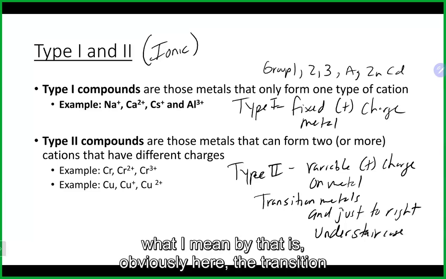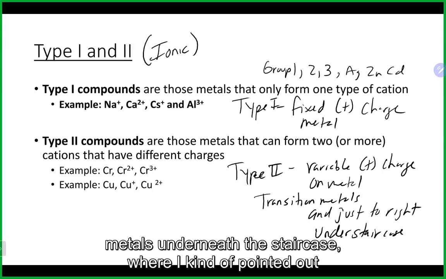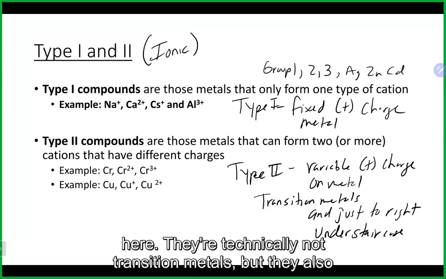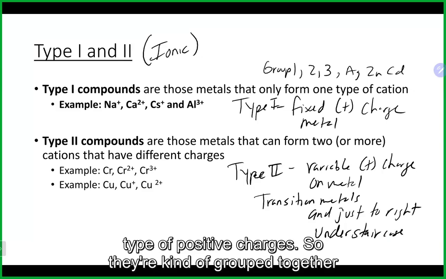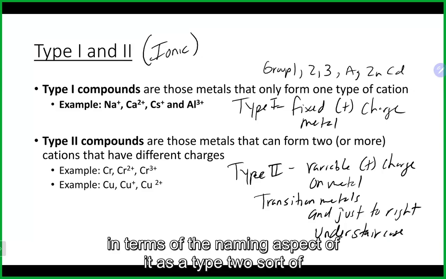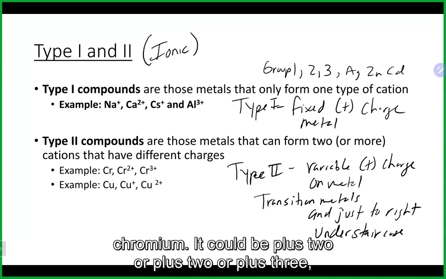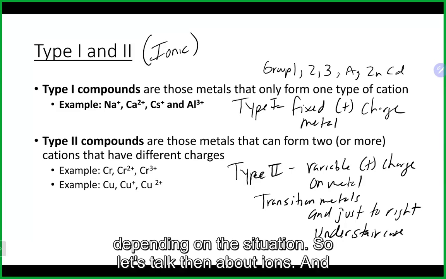So what I mean by that is obviously here, the transition metals are in the middle. But just to the right of transition metals, underneath the staircase, where I kind of pointed out earlier, where we have lead, tin, bismuth, all those guys over here, they're technically not transition metals, but they also have pretty much the same sort of ability of creating variable positive charges. So they're kind of grouped together in terms of the naming as a type 2 compound. Any questions on that? So as an example there, you can see chromium, it could be +2 or +3, depending on the situation, and copper +1, +2, depending on the situation.